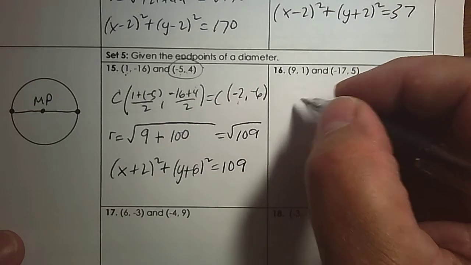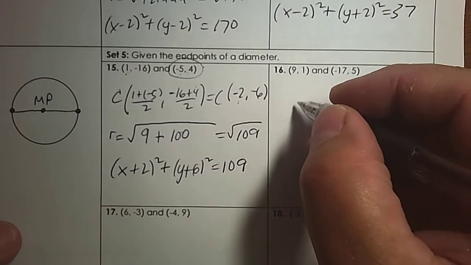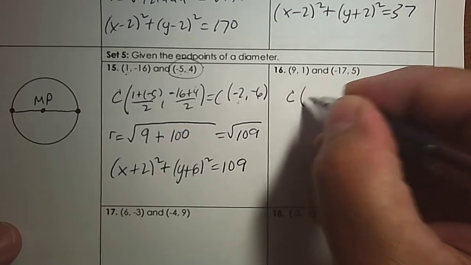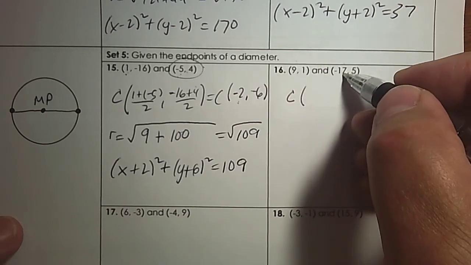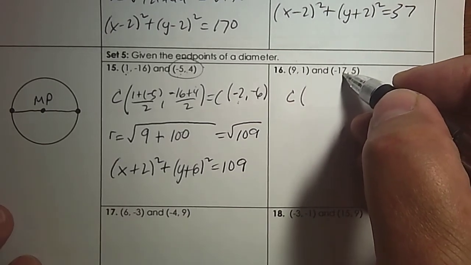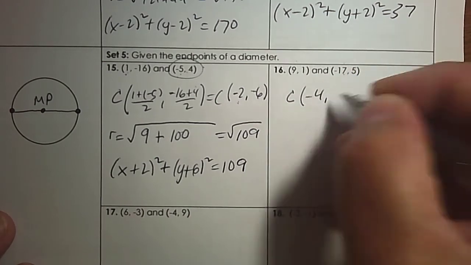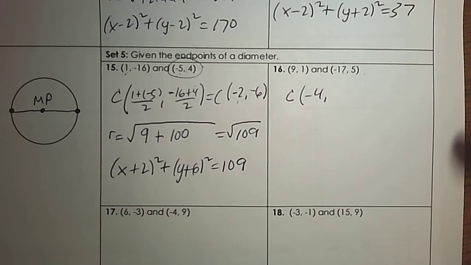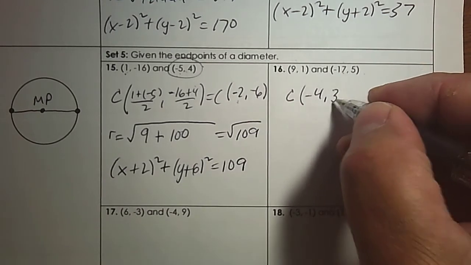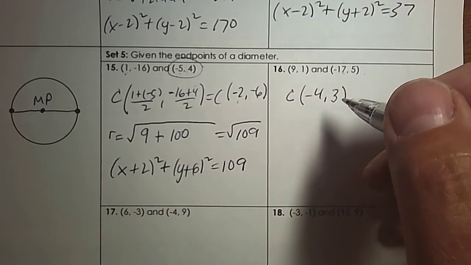Let's try it again. To find the center, it's the average, and I'm going to do some of this in my head. So can you add the x's? What's 9 and negative 17? That's negative 8. Divide by 2, and you get negative 4. Add them again. 1 plus 5, that's 6. Divide by 2, that's 3. So our center is at negative 4, 3.